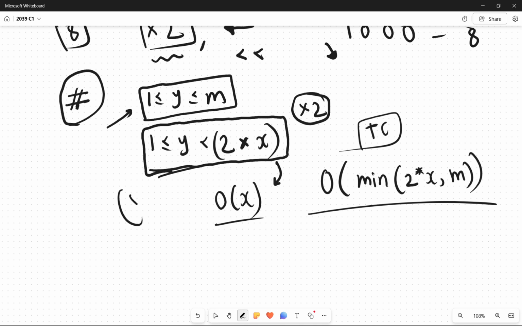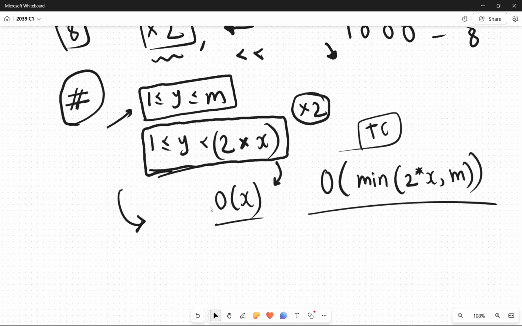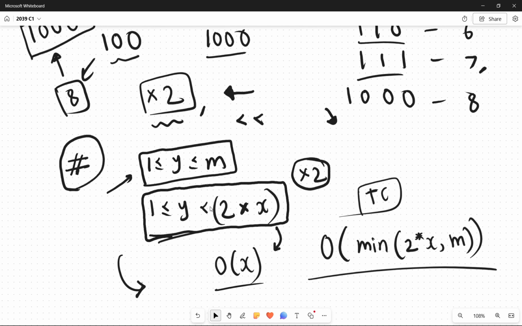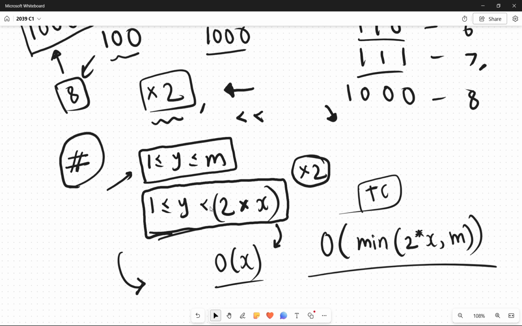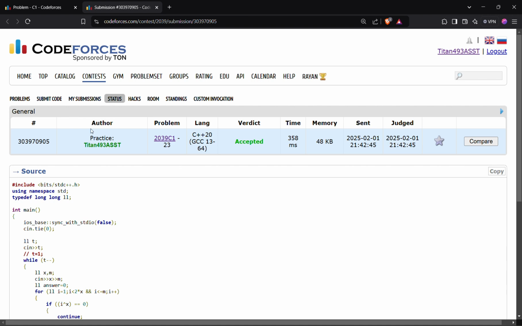So here we can easily notice that our time complexity is O of minimum of 2 into x comma m. Will this fit? Yep, it would, because the minimum of those both will be of order 10 to the power of 6, and it will definitely pass our time limit. That's just one iteration, and your answer would be ready. So let's head towards the code to understand it well.